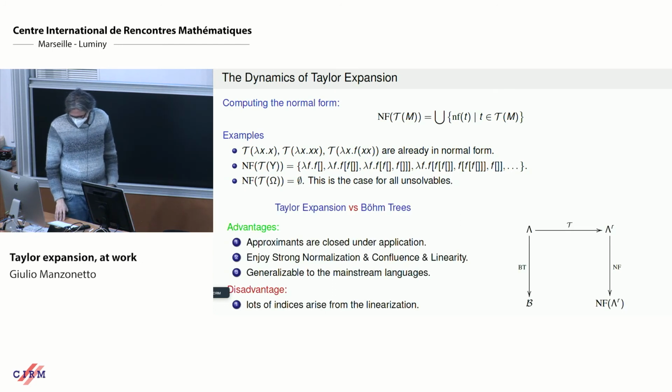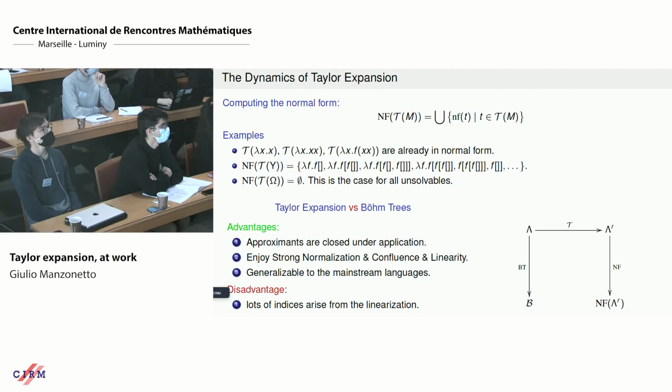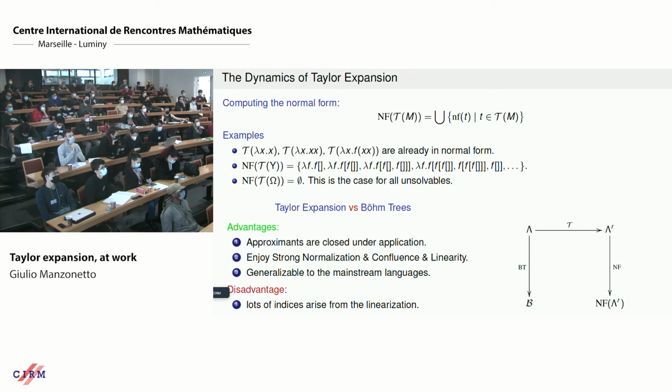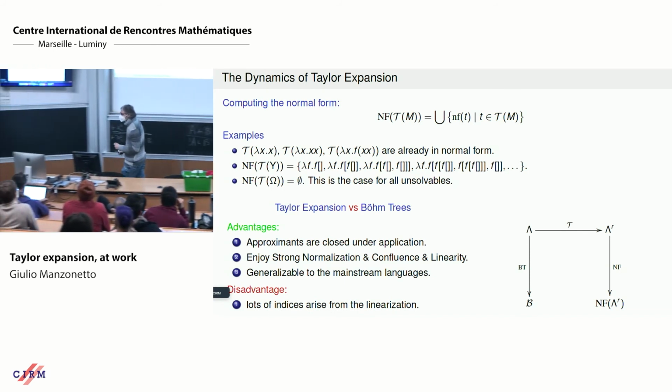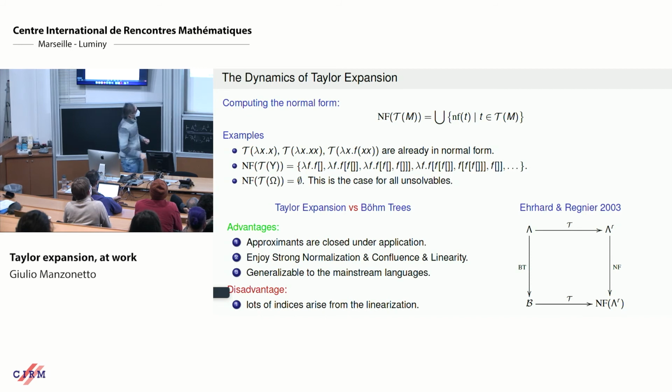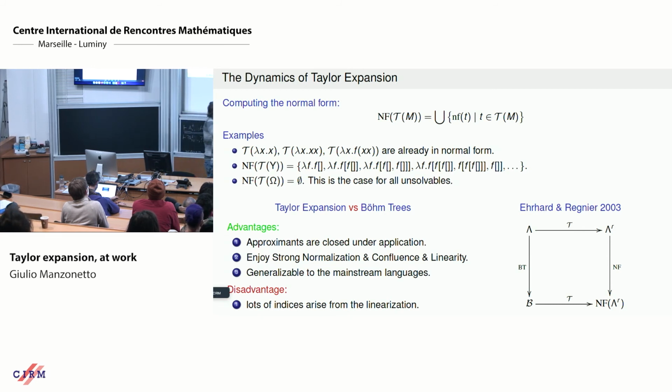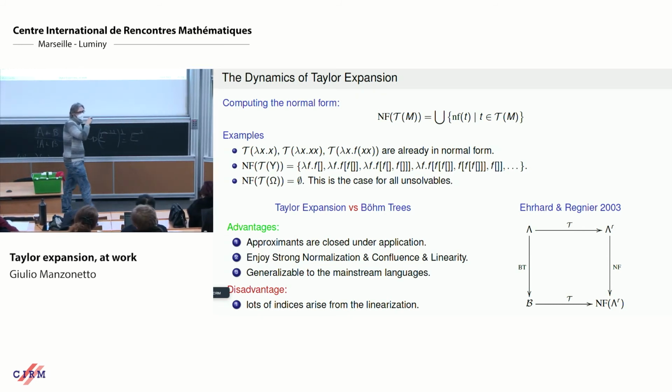So now we have two different ways of approximating a lambda term. The first one is to compute its Böhm tree, and the second one is to first compute its Taylor expansion and then normalize the Taylor expansion. And what Ehrhard and Regnier proved is that these are actually the same. So the normal form of the Taylor expansion of a lambda term is equal to the Taylor expansion of its Böhm tree. So this relates the two approaches.